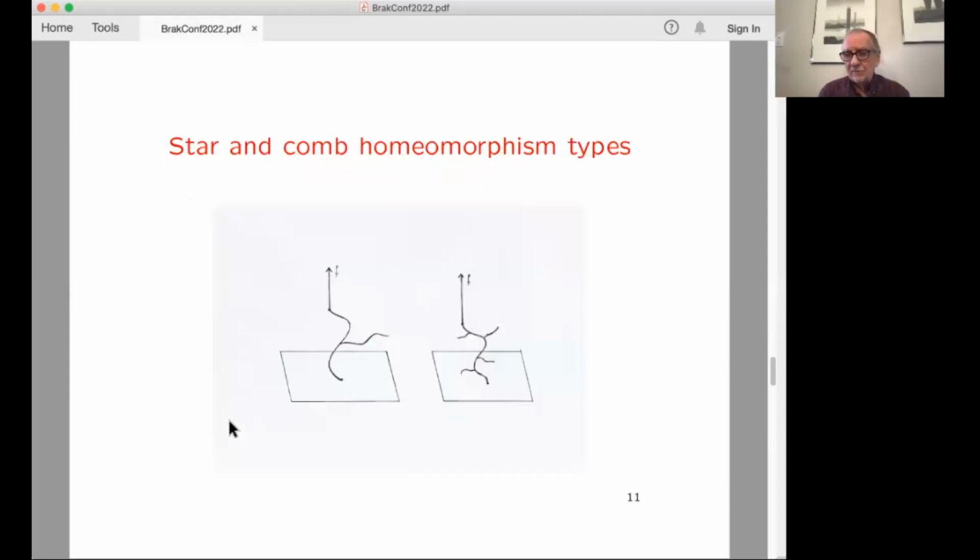So there are some other homeomorphism types that you might try to look at. So here's a couple of pictures of them. The one on the left is a star. A star is a tree where one vertex is degree f, say, and f vertices are degree 1, and all the other vertices are degree 2. So I have a central vertex of degree f, and f branches running out to vertices of degree 1. If all those branches have the same number of vertices of degree 2, then it's called a uniform star.